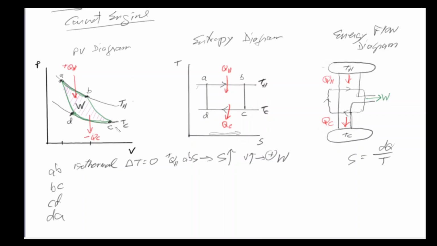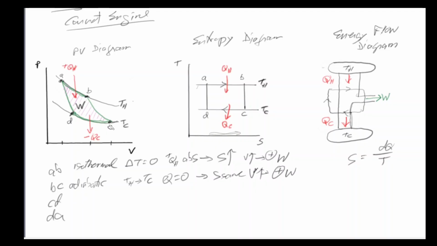Now, from B to C, we have the temperature going from TH to TC. This is actually an adiabatic process, in which case Q is equal to 0. And since Q is equal to 0, our S stays the same. We have no change in entropy. And the volume, however, goes from volume B to volume C. So that's an increase in volume again. So we have positive work again.